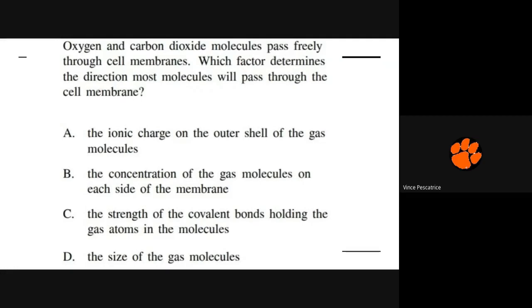If you look at A and C, it talks about ionic and covalent bonds holding the molecules together. That's chemistry. While that does play a role in some of this stuff, that's not what we've been talking about. And the size of the gas molecule does matter, but it leaves a lot to be answered there. So there's more to D. So B is the correct answer. The concentration of the molecule on each side determines how the molecules will pass through the membrane.